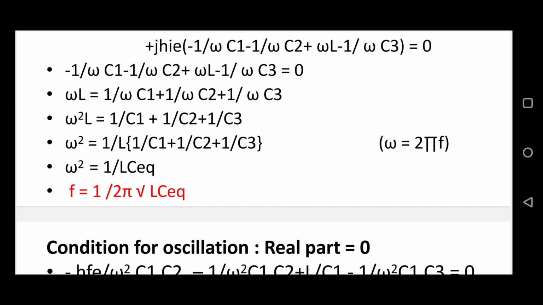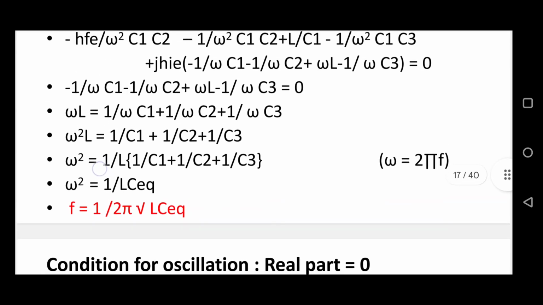Now the omega value can be given as 2 pi f, right? So what is f? f equal to 1 by 2 pi root of L C equivalent. So 1 by C equivalent equal to 1 by C1 plus 1 by C2 plus 1 by C3. So this is a very important equation for the Clapp oscillator.